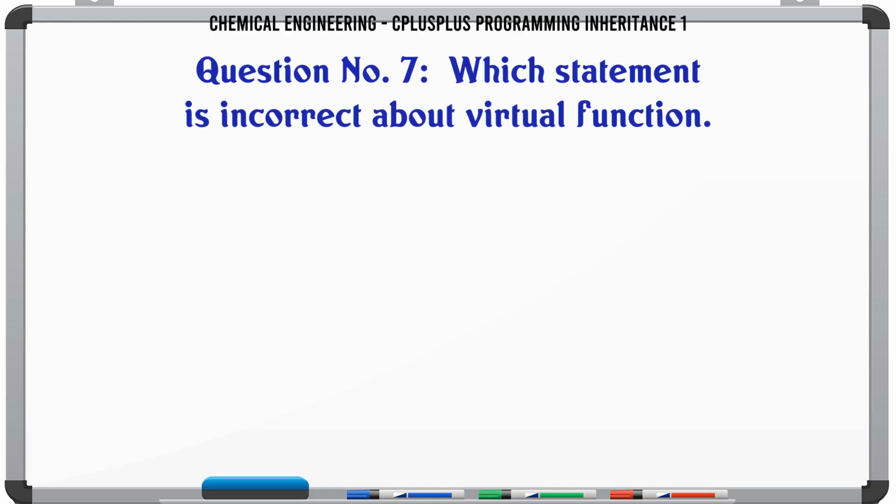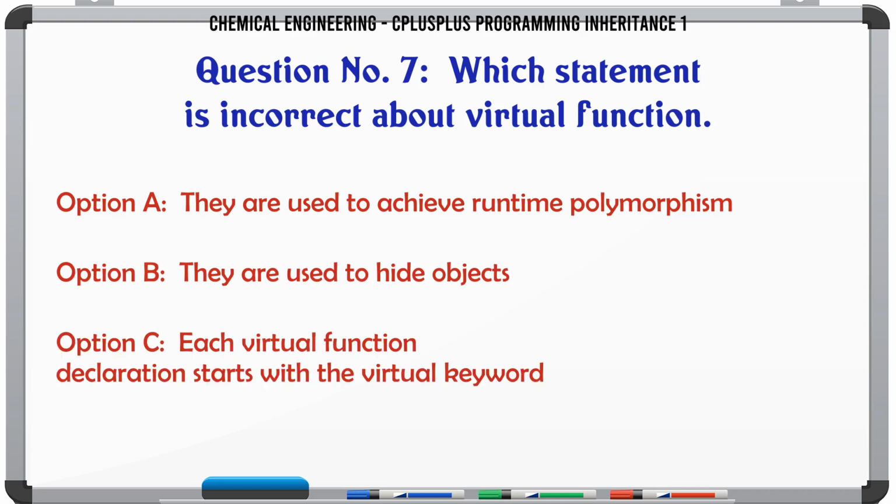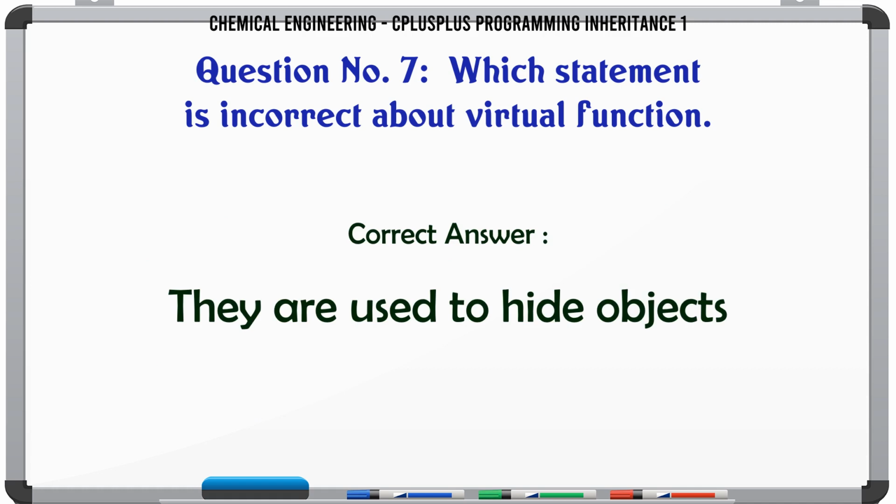Which statement is incorrect about virtual functions? A. They are used to achieve runtime polymorphism. B. They are used to hide objects. C. Each virtual function declaration starts with the virtual keyword. D. All of the mentioned. The correct answer is they are used to hide objects.